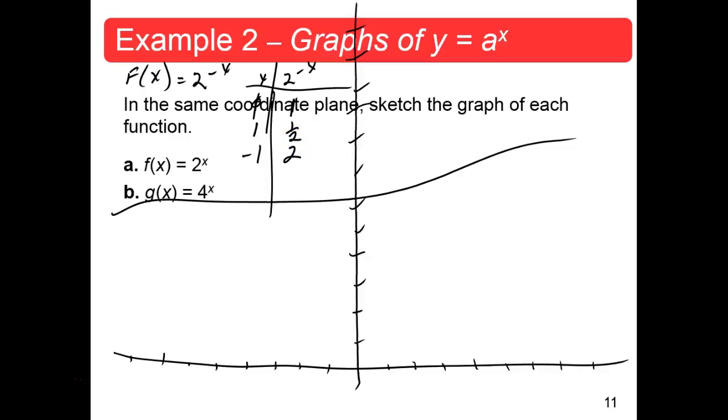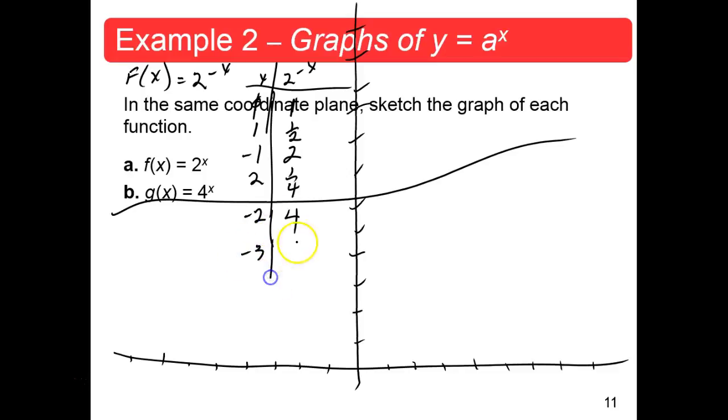Okay. Yeah. 2 to the negative of a negative 1 is 2 to the 1. 2 to the 1 is 2, right? Okay. Give me another x. 2. 1/4. Give me another x. Negative 2. 4. Very good. Okay. Let's do at least one more here.